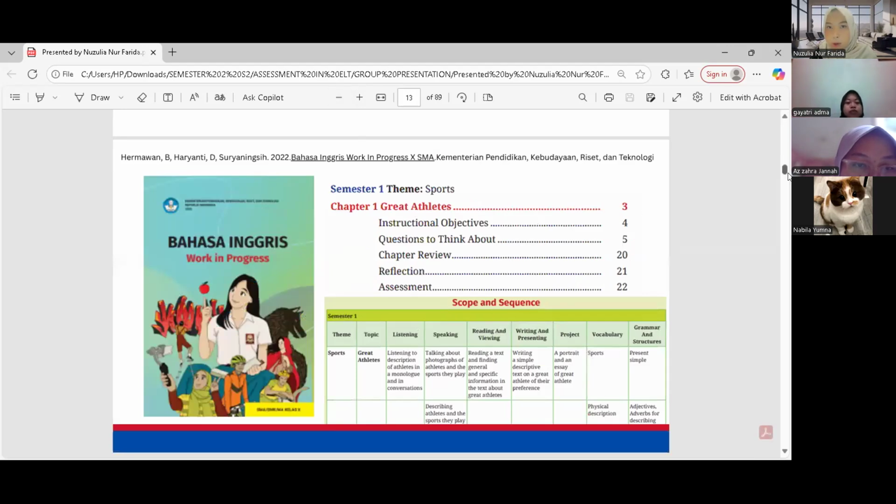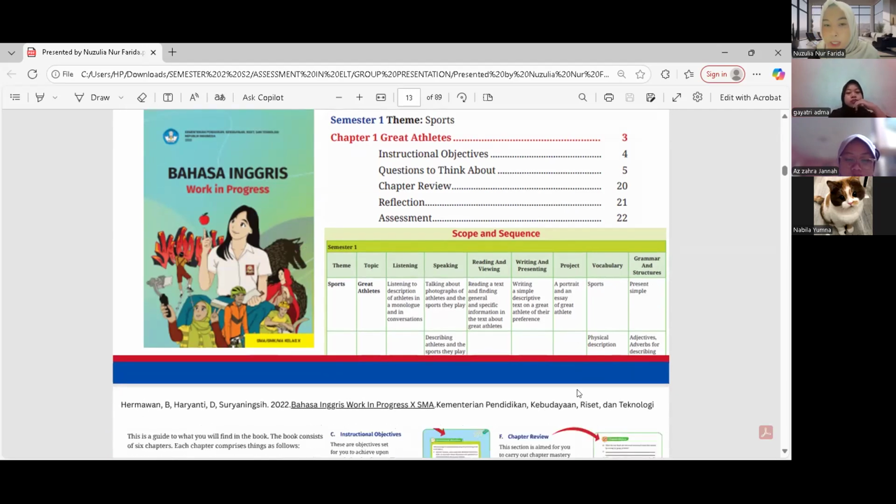Okay. So here is the scope and sequence. So the theme is sports. The topic is about athletes. So the learning is being integrated into listening, speaking, reading, and writing. And also it provides students with projects and vocab, and also grammar and structure. And the goals for vocabulary are about sports and physical description, and the goals for grammar are around the present simple tense, adjectives, and adverbs for describing.